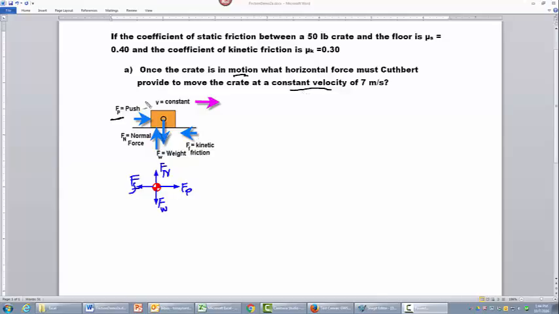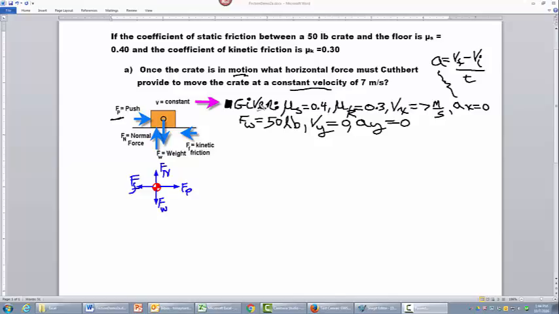Then we collapse the crate to a particle at its center of gravity. We put the tails of all the vectors at the origin, and we see that the push vector provided by Cuthbert is opposed by the frictional force vector provided by the surface between the bottom of the crate and the floor. The normal force balances the weight.